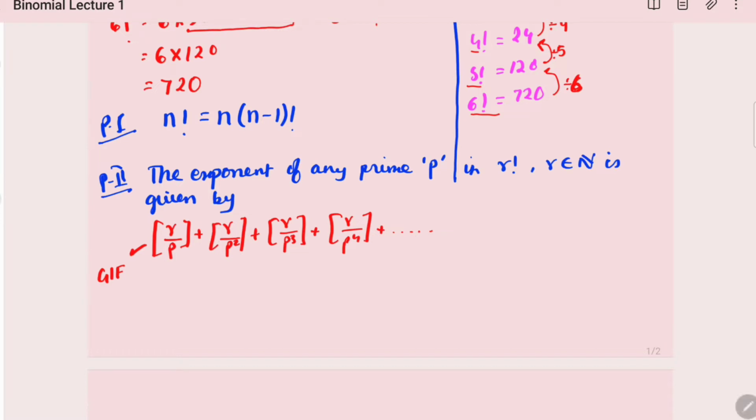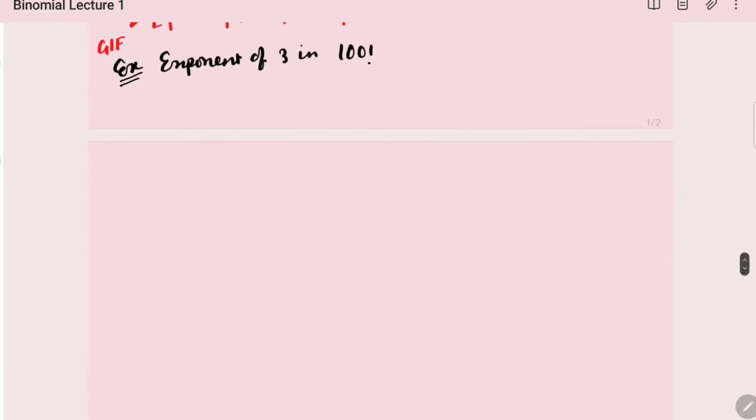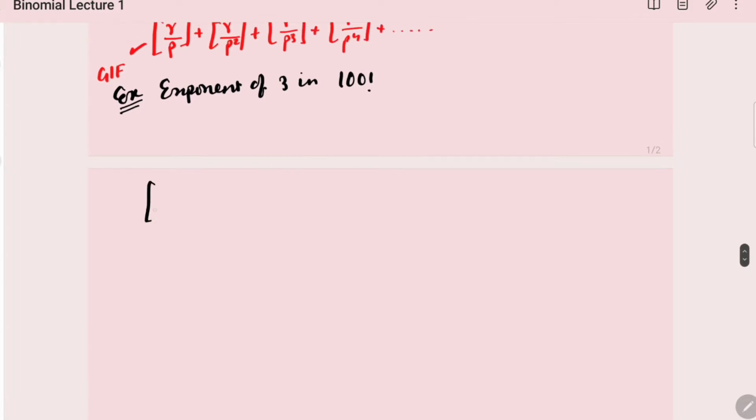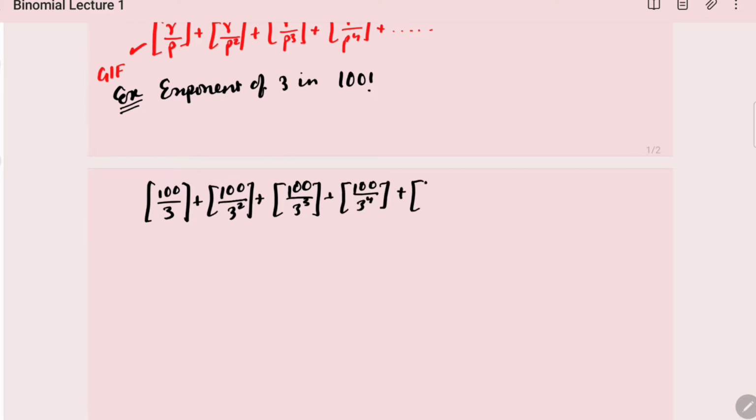Let me demonstrate this to you by using an example. Let's say I wish to find the exponent of 3 in 100 factorial. So let me use this formula: greatest integer function of 100 by 3 plus greatest integer function of 100 by 3 squared plus greatest integer function of 100 by 3 cubed plus greatest integer function of 100 by 3 to the power 4 plus greatest integer function of 100 by 3 to the power 5, and so on. I have to go on, but let me show you something. Let us calculate this part.